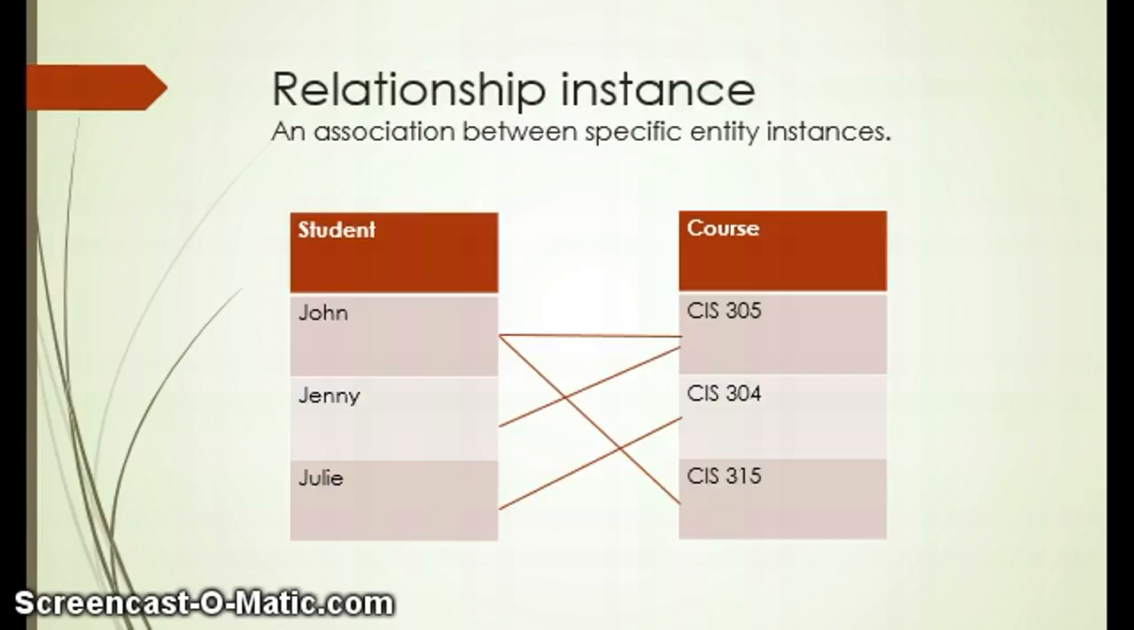Relationship instance is an association between specific instances. John, NCS 305, is an example of relationship instance between specific entity instances of student and course.